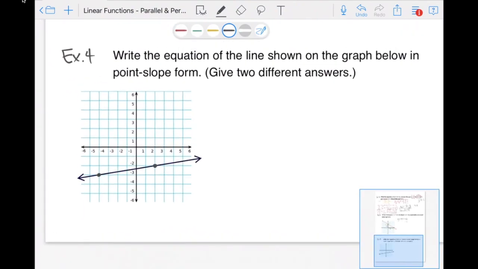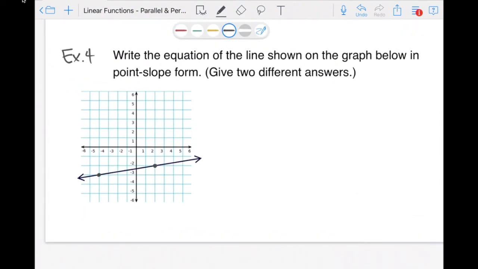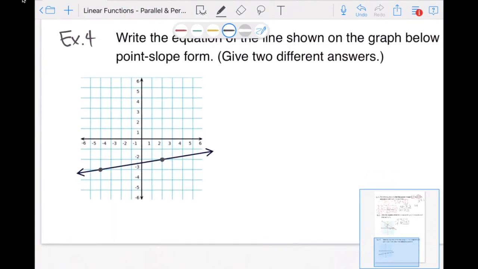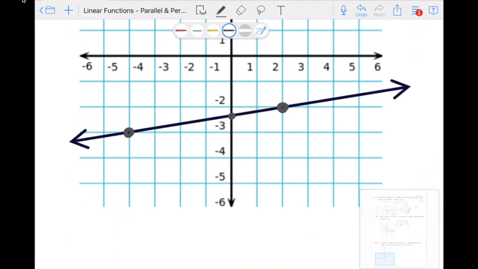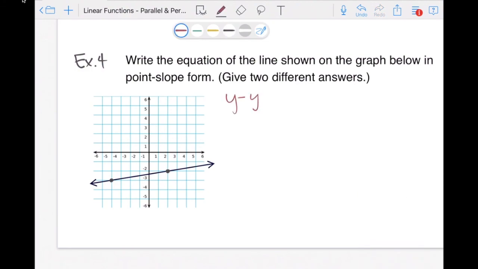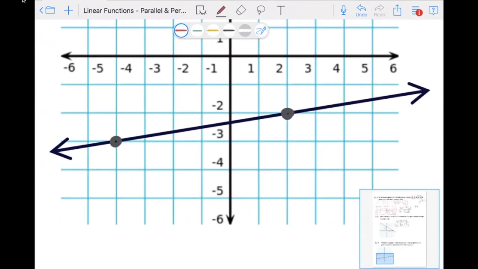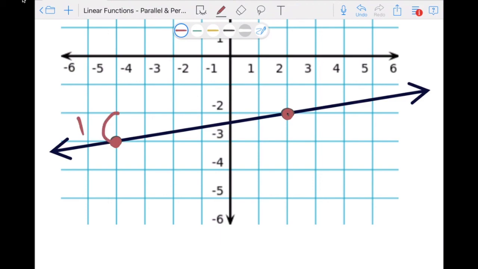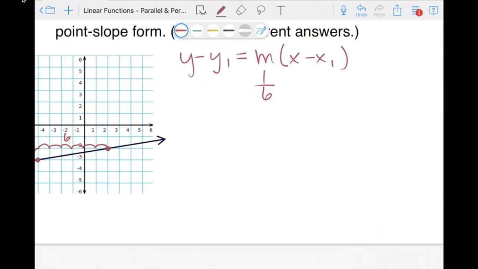Okay, next one. We're going to write this equation in point-slope form. I want you to notice this is where point-slope form is really nice because the y-intercept is not a point we can easily identify. So I'm going to give you one, and then I want you to give me the other. So remember point-slope form is y minus y1 is equal to m times x minus x1. So we can find the slope. Remember, I suggest it's not a right or wrong thing, but I suggest in order to help you avoid careless errors to start on your left point and count rise first. So we're going to go up 1 and over to the right 1, 2, 3, 4, 5, 6. So our slope is 1 over 6.